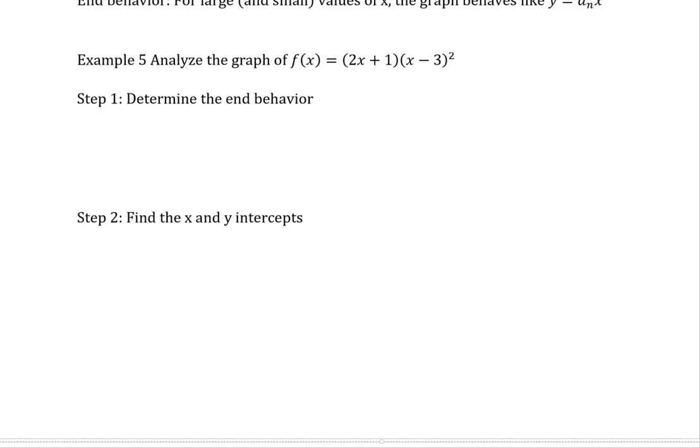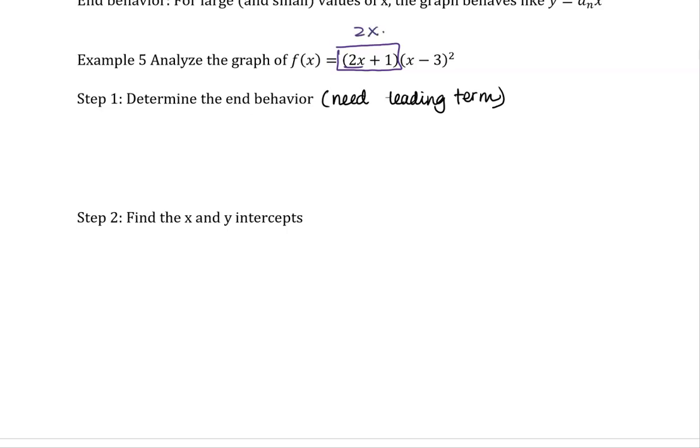So first thing I want to do to analyze the graph of this polynomial is determine the end behavior. In order to know the end behavior, we need the leading term of this polynomial. This is not written in standard form. It's not all multiplied out, but we could still determine the leading term by taking the leading term of each factor. So what I mean by that here, this first factor is 2x. Its leading term is 2x. The second factor is 2x + 1. Its leading term is 2x. The final factor is (x - 3) squared. Its leading term would be x squared. Putting those together would give us 2x cubed. So we know our leading term is 2x cubed.